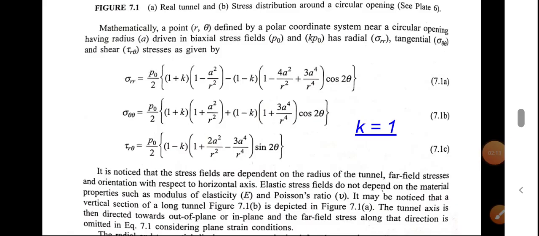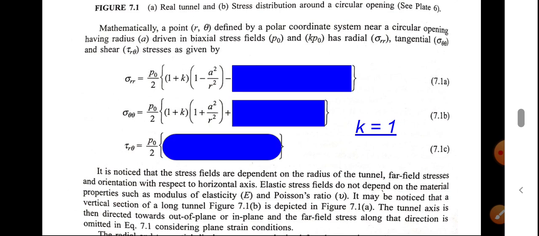Now we will see how these three equations become in some special cases. For hydrostatic condition, where k equals 1, we can see most of the parts of this equation become 0, and this equation simplifies itself and becomes somewhat like this. And further putting values of k, we get this. For hydrostatic condition, your shear stress becomes 0 for any distance, and the sigma rr and sigma theta theta get some values.